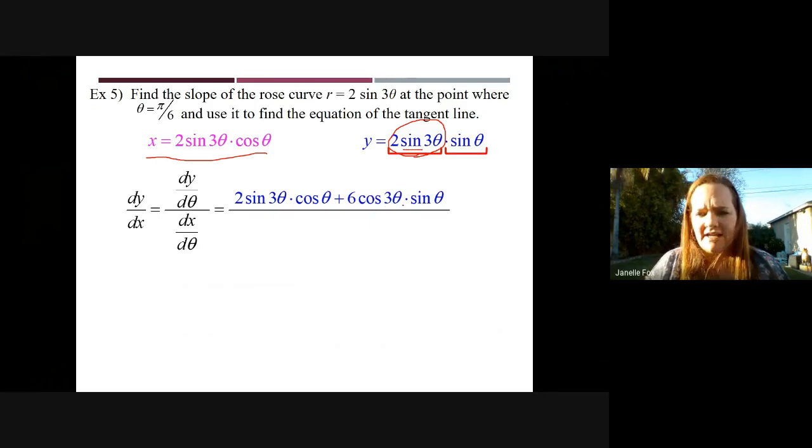We left the inside alone, but then I had to multiply by the derivative of the inside function, right? That guy's derivative is a 3. And so this 3 got multiplied by the 2, and that's why I have a 6 out front.